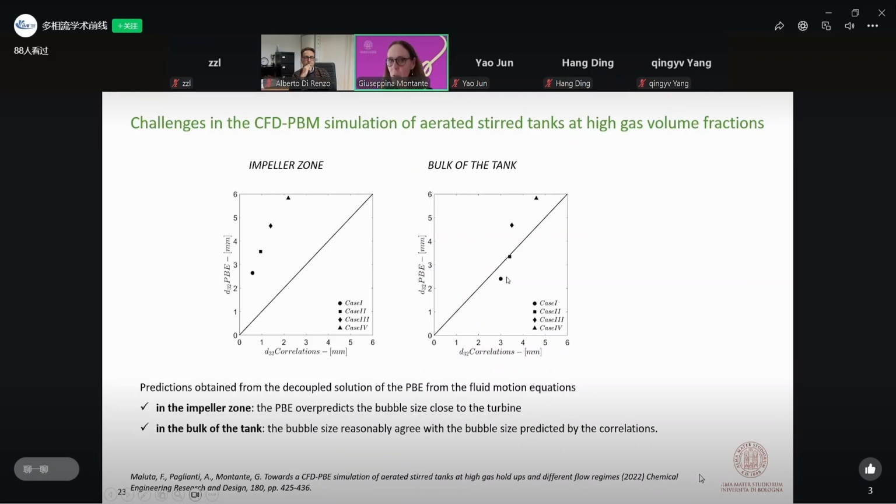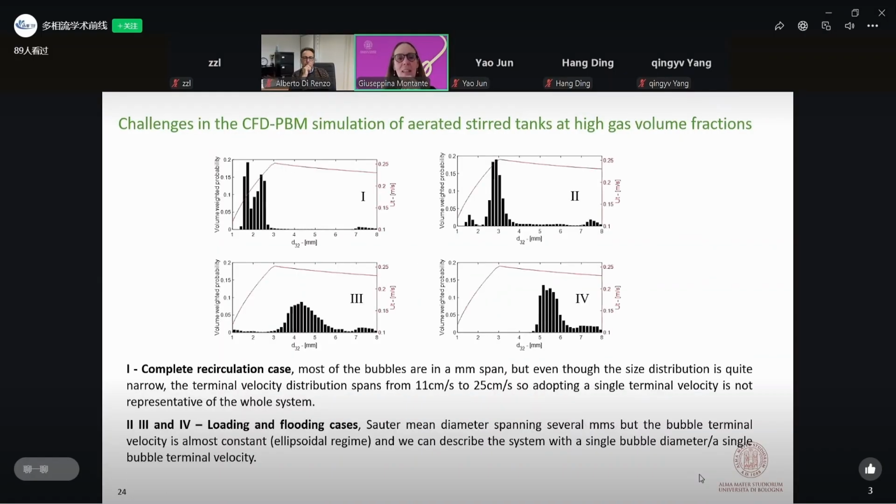We have a good prediction of the bubble size far from the impeller. And this is related to the problem of the cavity and the two-phase turbulence model, where gas segregation takes place, that I mentioned already at the beginning. So it's a challenging system, but we can manage to have good results looking at the regimes and looking at the distribution of size, but also at the distribution of the bubble rise velocity.